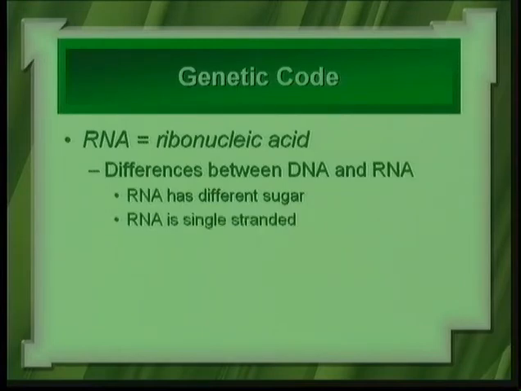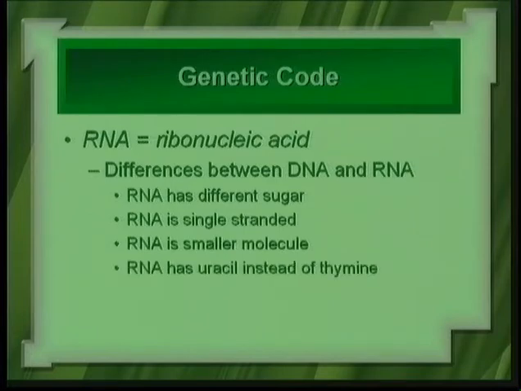RNA, furthermore, is generally single-stranded in eukaryotes, whereas DNA is double-stranded. Thirdly, RNA tends to be a smaller molecule, because generally the DNA that codes for the RNA only codes a little bit of the genetic code on the DNA for the RNA. And another thing is that RNA uses uracil as a match for adenine instead of thymine.